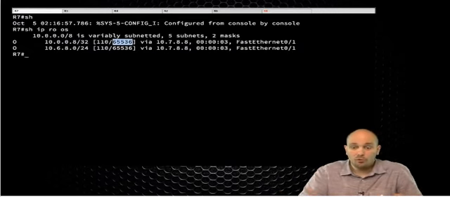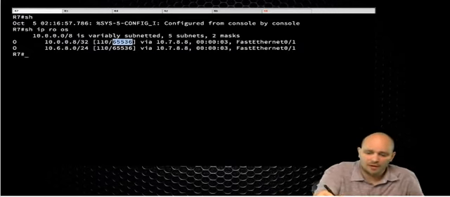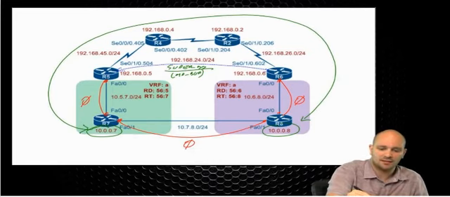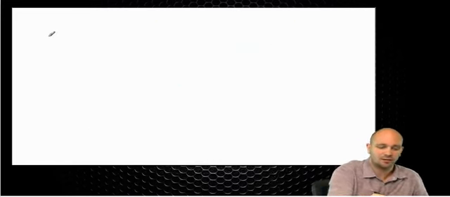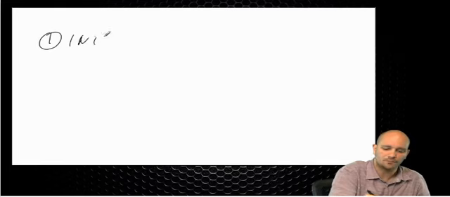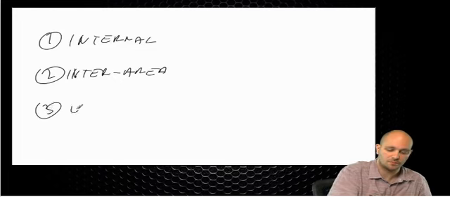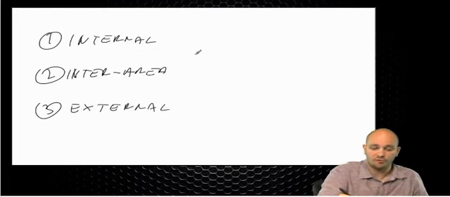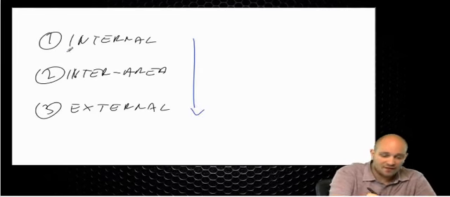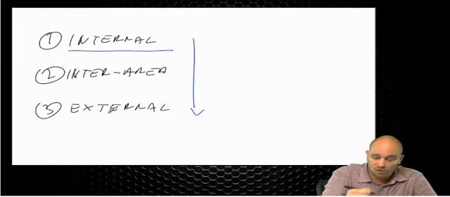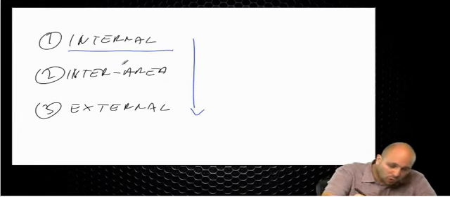Well, we have to go back to basics of OSPF. The basics of OSPF say that the routes are divided into 3 categories: internal routes, inter-area routes, and external routes. Now, this is the order of preference, right? So if I have an internal route, no matter what the cost on it, it will always be better than the inter-area route.